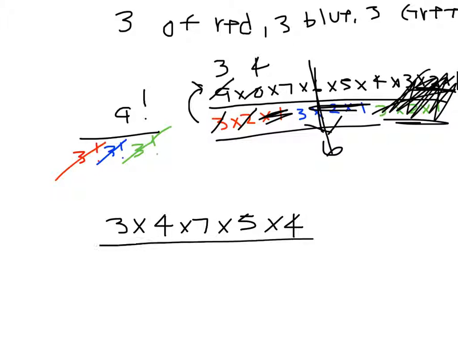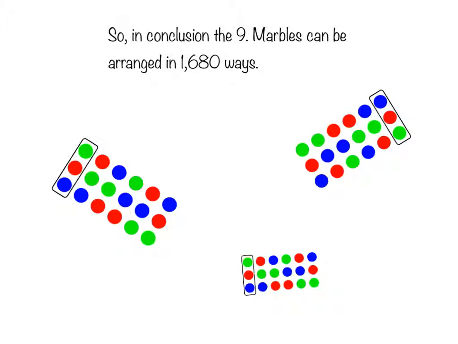Now, what you'll do with this is you'll multiply it all together. I suggest you use a calculator. After calculating that, I got 1,680. Now that's your answer. So, in conclusion, the 9 marbles can be arranged in 1,680 ways.